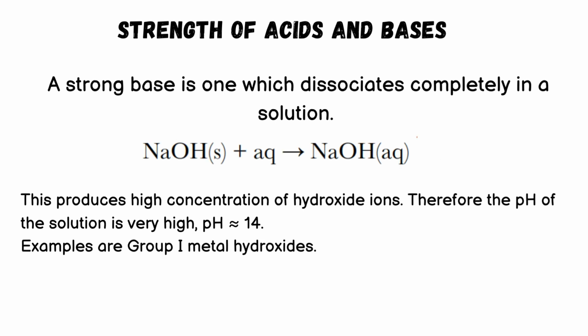A strong base is one which dissociates completely in a solution. NaOH(s) plus water gives NaOH(aq). This produces high concentration of hydroxide ions. Therefore, the pH of the solution is very high, pH approximately equals 14. Examples are group 1 metal hydroxides.